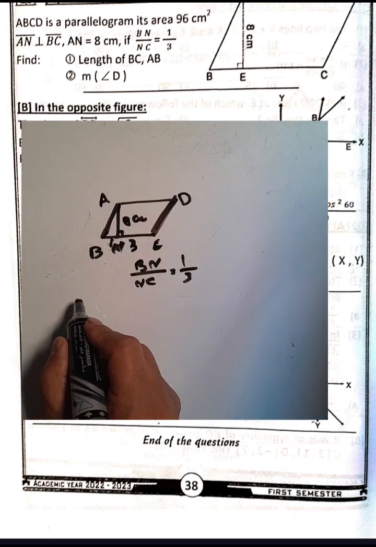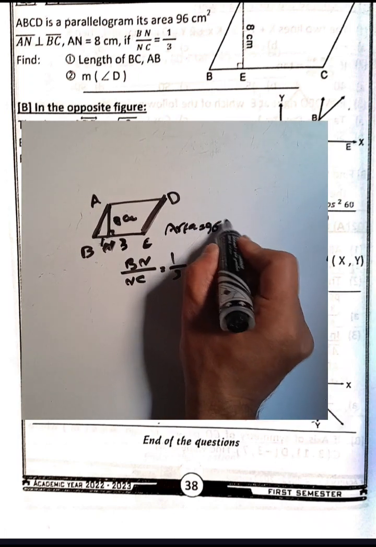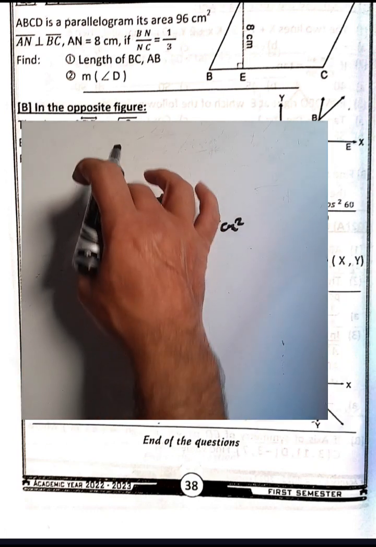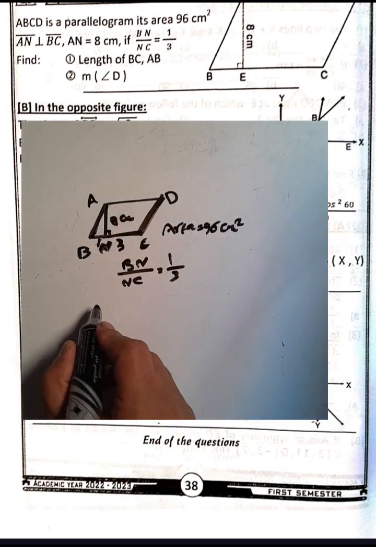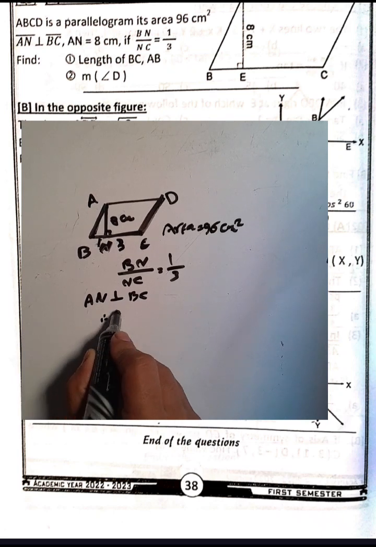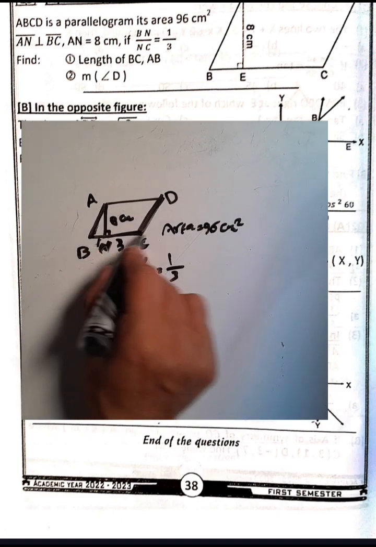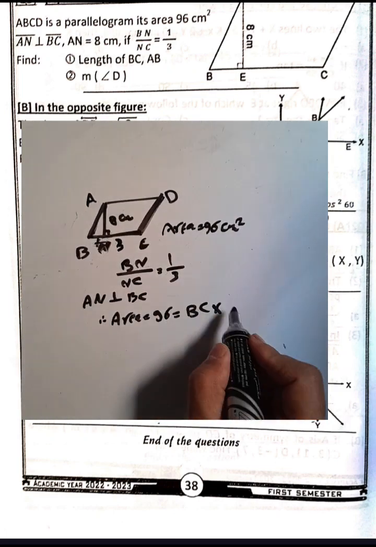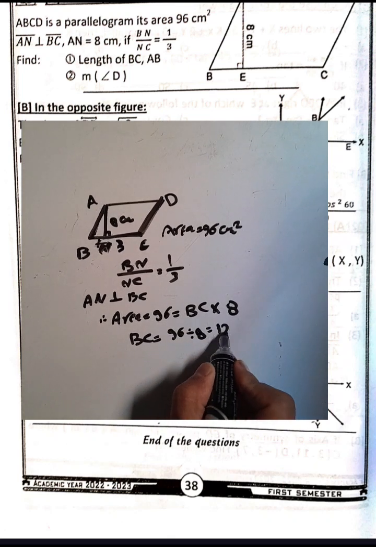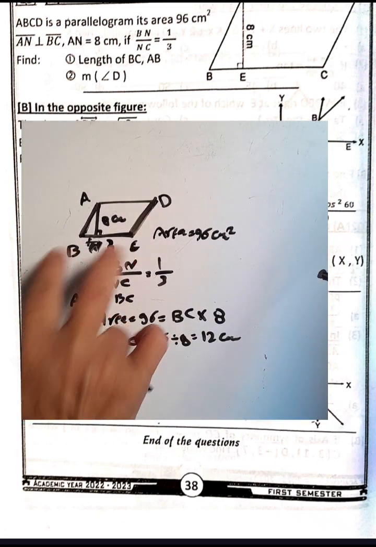Okay, and they give us the area equal to 96 square centimeters. You can find the height AN perpendicular to BC. Then we know the area, 96, equals base times height. The base here BC times the height, which was 8. Then the length of BC equals 96 divided by 8, which is 12 centimeters. We found here the length of BC.